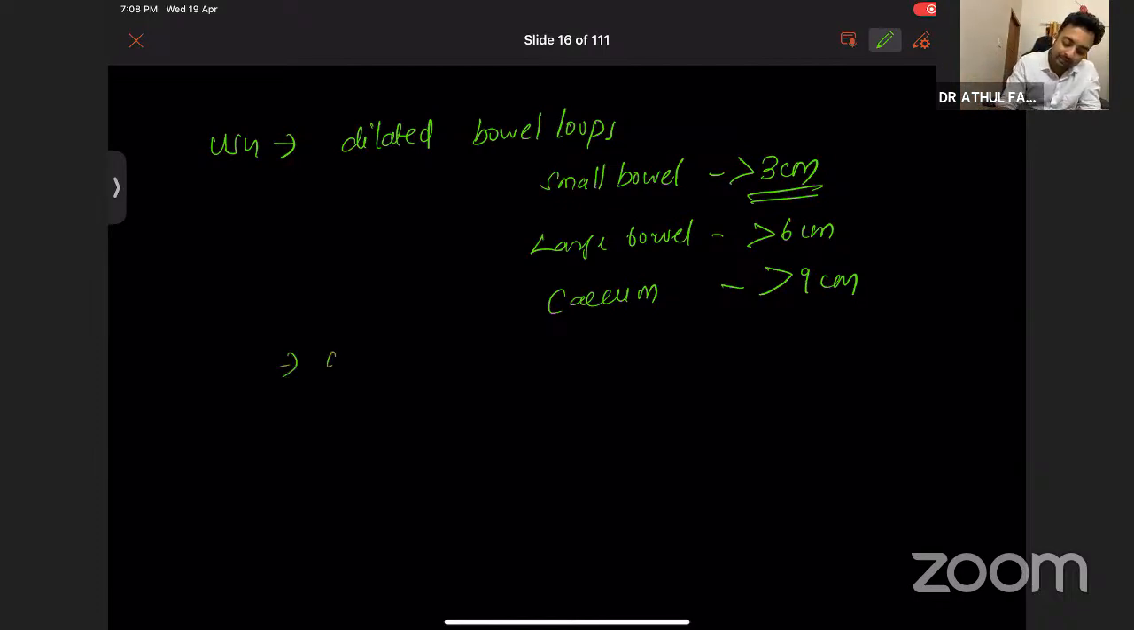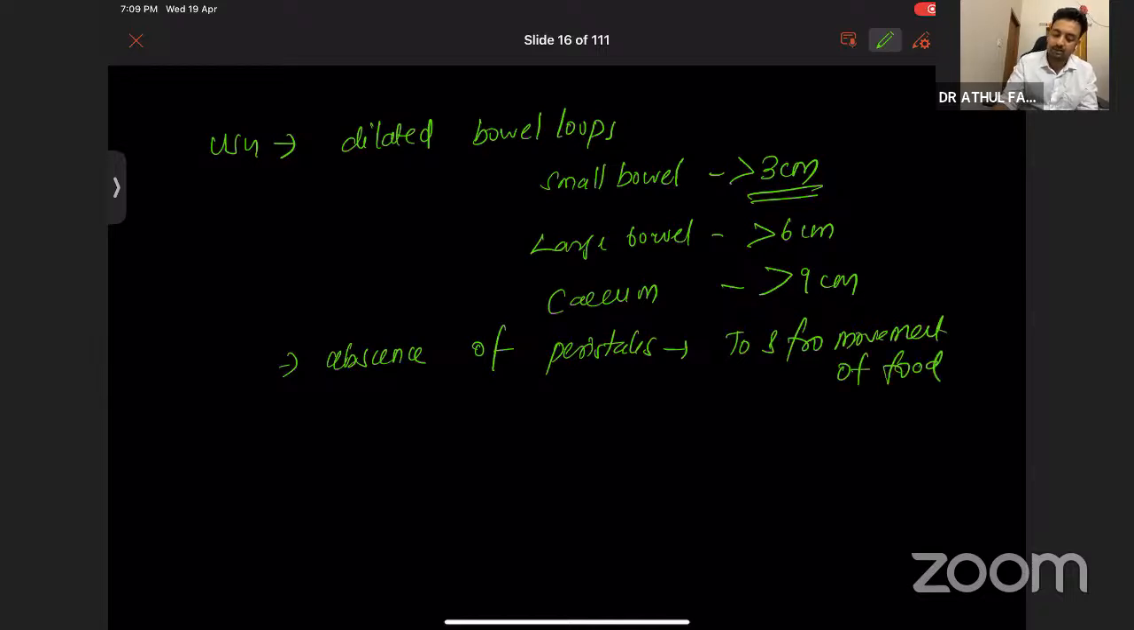There will be absence of peristalsis. You will see only the to and fro movements of the food particles. If you keep the probe there, you will see the to and fro movement, because there is obstruction and the bowel is not able to go forward. You will only see the to and fro movements of the food.